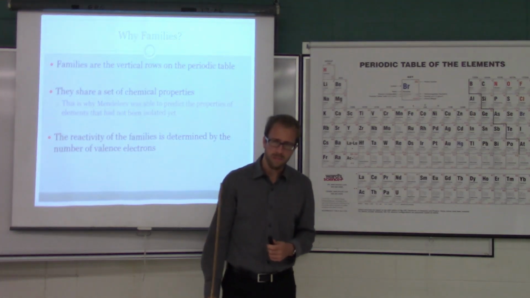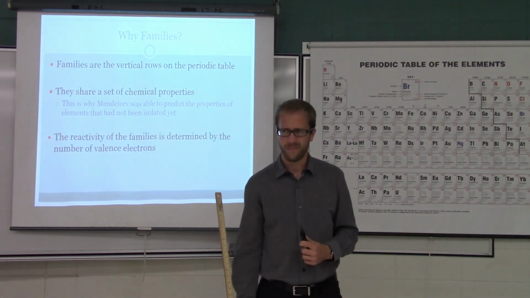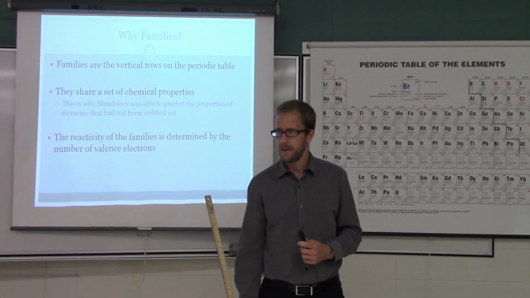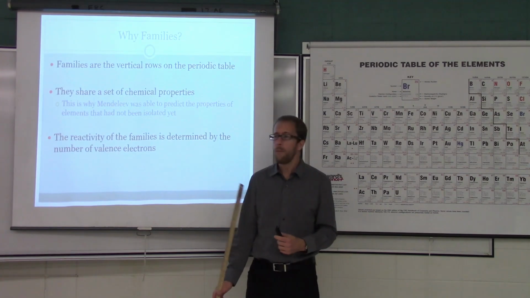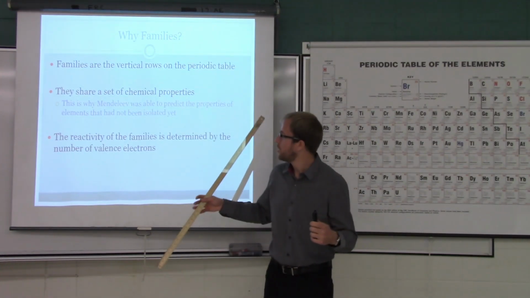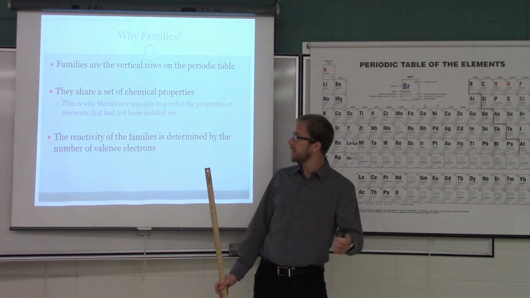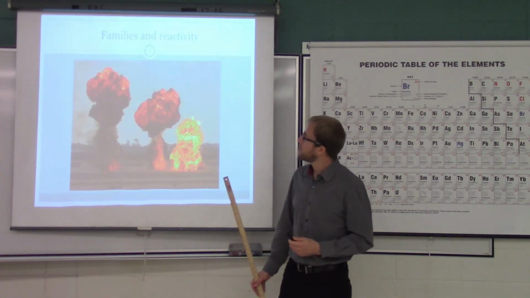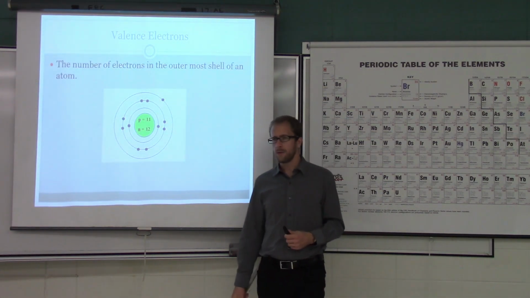What does that word mean, valence electrons? Yep. Last shell? Yeah, your outermost shell. How many electrons are in that outermost shell? So if we looked, for example, at, say, this element right here. What element is this, by the way?